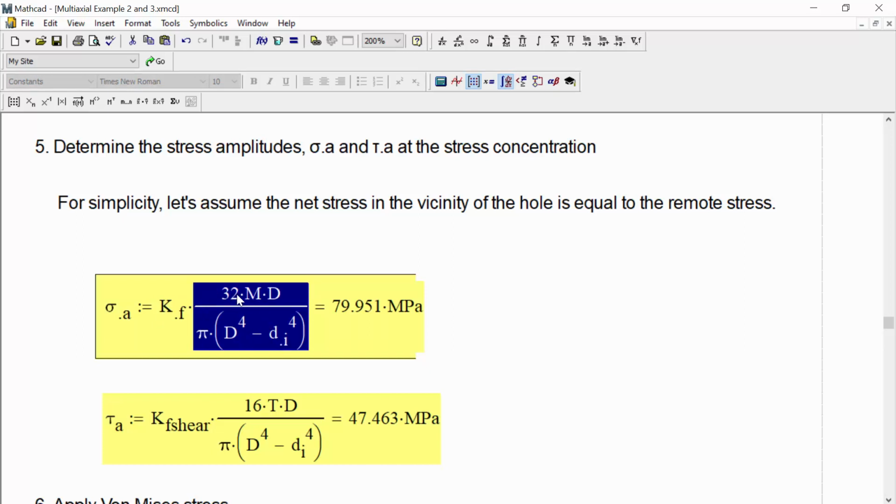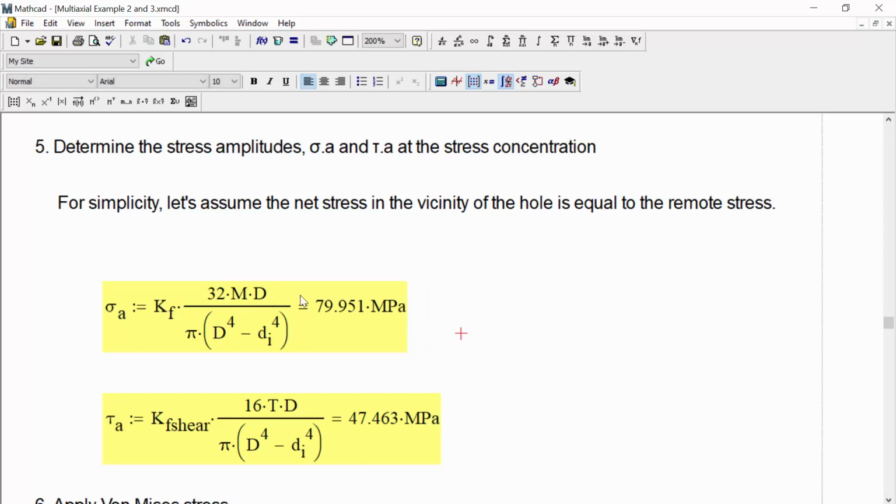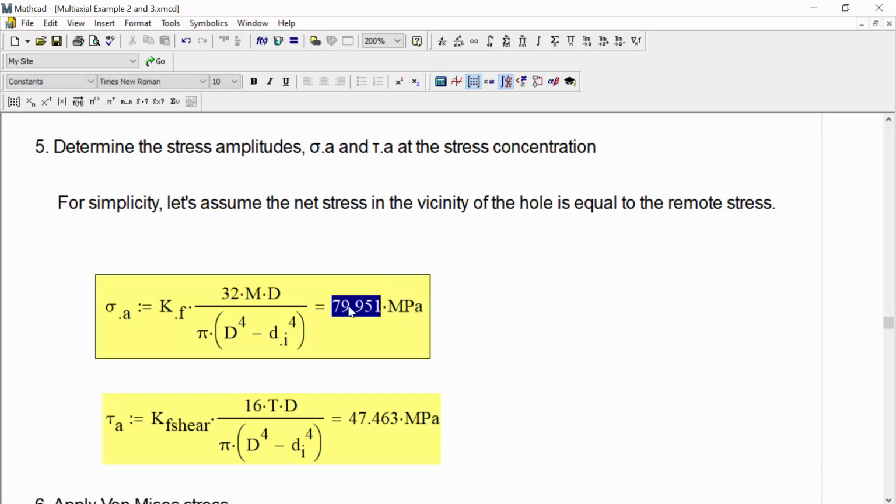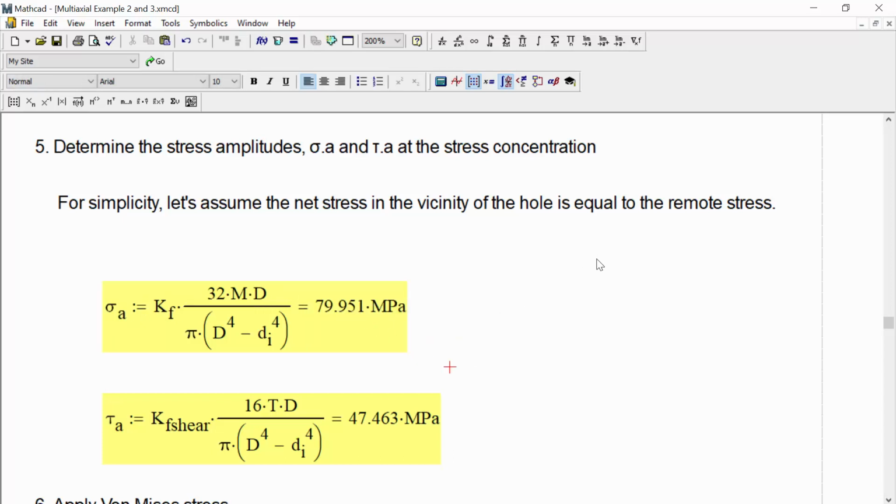And here we've got everything in there. The area moment of inertia is calculated inside of here. So we have 32 times the bending moment times the outer diameter divided by pi times the outer diameter to the power 4 minus the inner diameter to the power 4. When we do this, our normal stress amplitude is equal to about 80 megapascal.